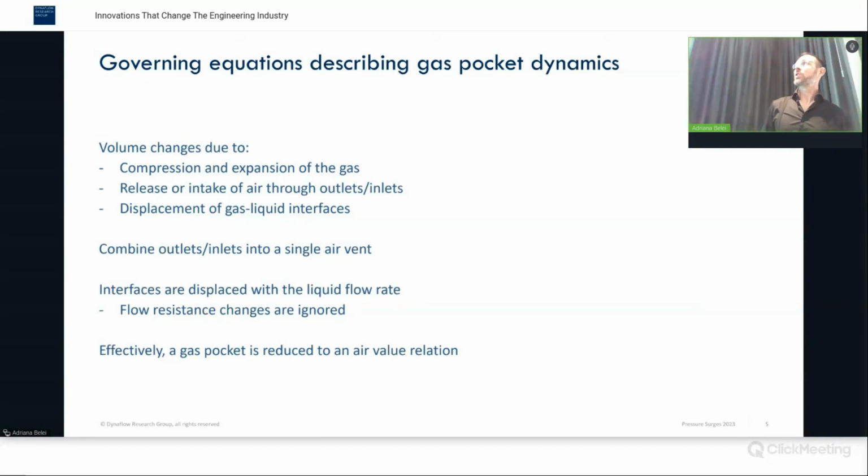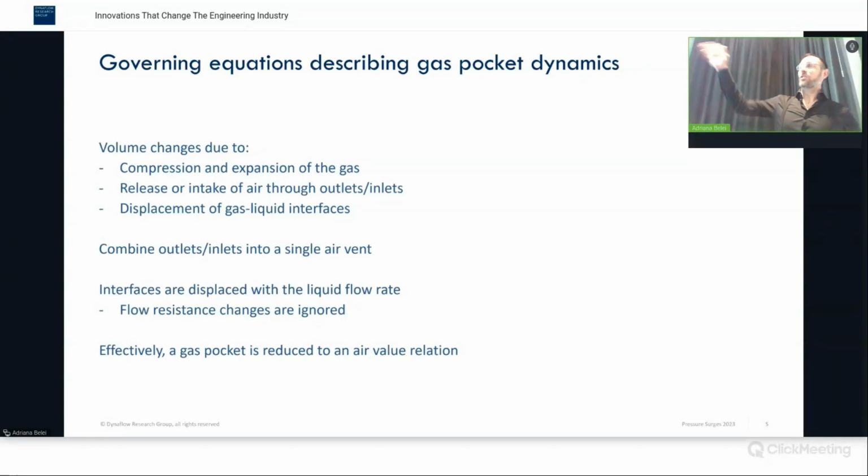Well, that's not all, because a volume can also change in size because of the expansion and compression of the gas. It can also enter the system or leave the system through air valves, nozzles, or whatever other outlets and inlets you have. And of course, the liquid interface moves also. So these are three aspects that affect the size of a gas volume.